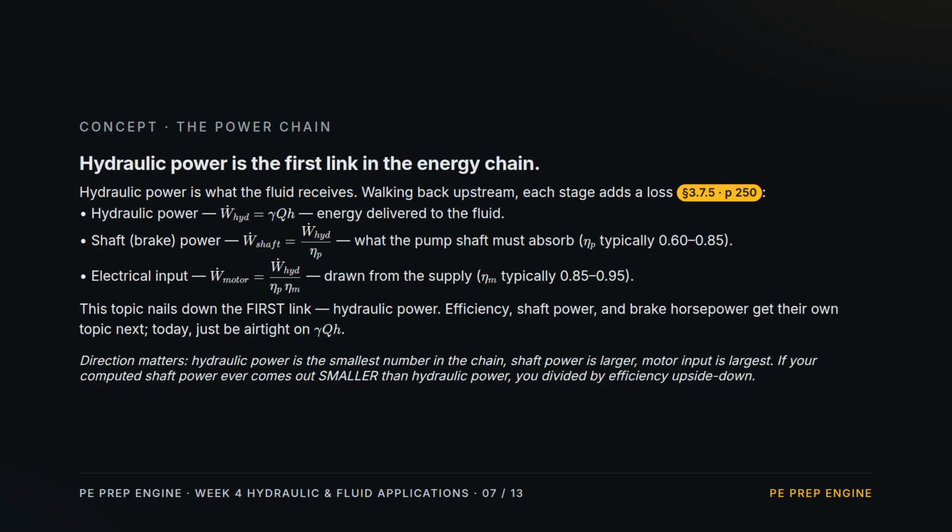Place hydraulic power in the bigger picture. It's what the fluid actually receives. Walk back upstream, and each stage adds a loss. Shaft power or brake power is hydraulic power divided by the pump efficiency. Electrical input is hydraulic power divided by both the pump and motor efficiencies. Today we nail down only the first link, gamma QH. One sanity rule: hydraulic power is the smallest in the chain. Shaft power bigger, motor input biggest. If your shaft power ever comes out smaller than hydraulic power, you divided upside down.